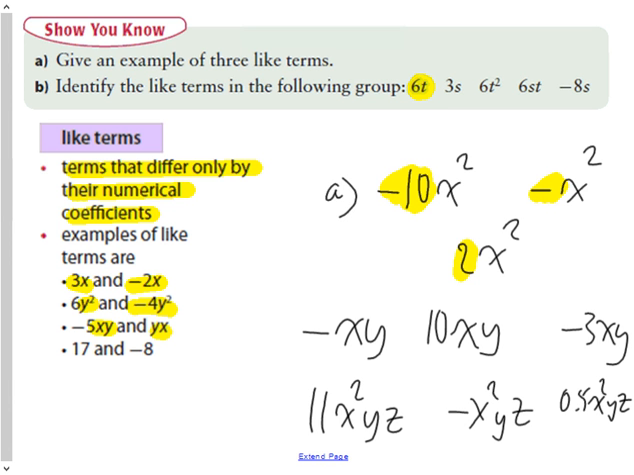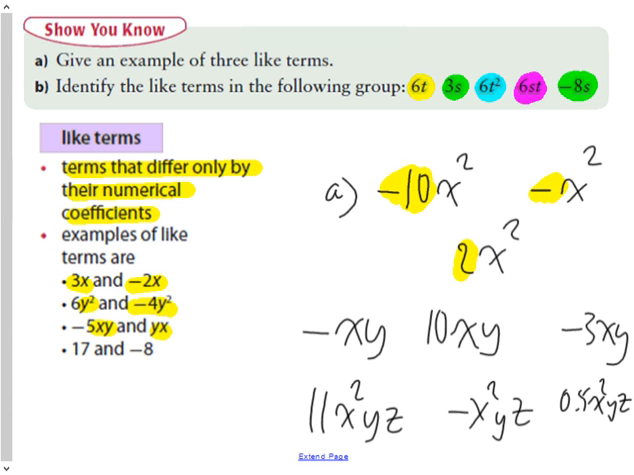If we look at this one, and I'll use a green one here, there is 3s. So I'm looking for any other terms that have just an s variable with an exponent of 1, and we have one right here. The only difference between those two green terms is the coefficient of 3 and negative 8, which makes them like terms. Here, we have a t squared tile. There is no other t squared, so it stands alone. And the last one is your st tile. There is no other st there.